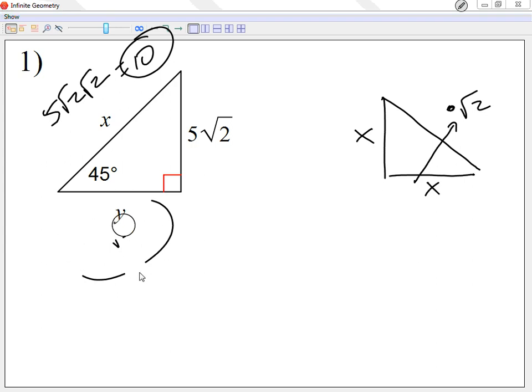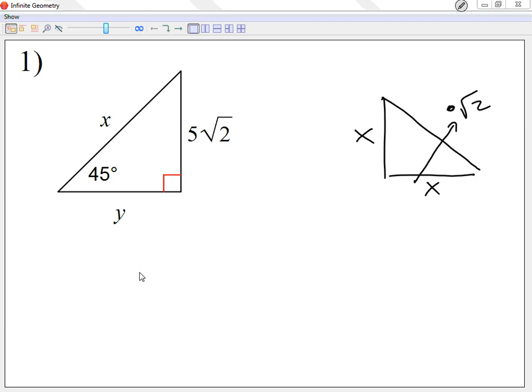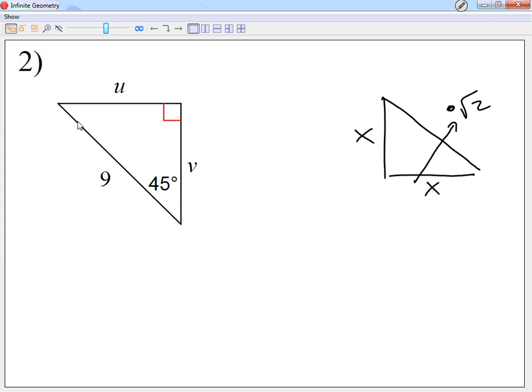Let me erase this really quick. Let me take a look at question number 2. In this case, I'm given the hypotenuse. So remember, if you have the side, you multiply by radical 2. Since I'm going backwards, let me divide. So for V, I'm going to go 9 divided by radical 2. Since we cannot have radicals at the bottom, let me multiply top and bottom by radical 2.